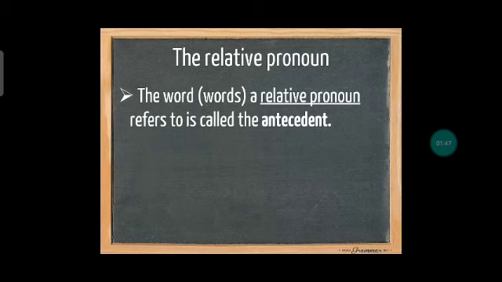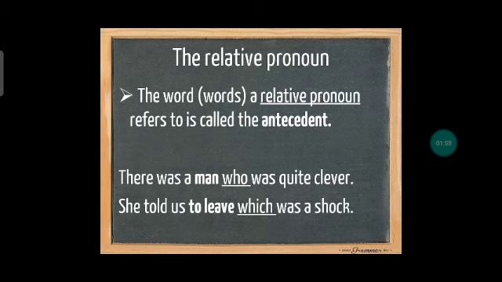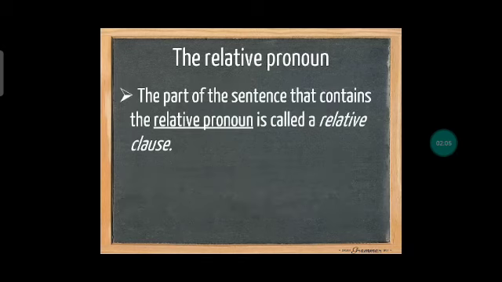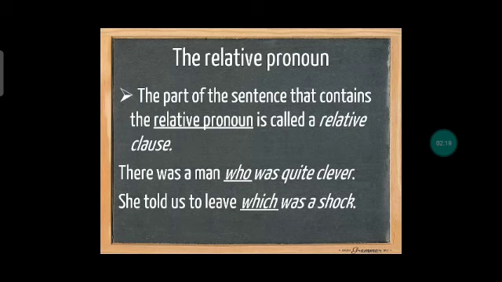The word or the words a relative pronoun refers to is called the antecedent. For example, there was a man who was quite clever. Who refers to a man. A man is the antecedent here. She told us to leave, which was a shock. To leave is the antecedent, which refers to it. The part of the sentence that contains the relative pronoun is called a relative clause. There was a man who was quite clever. Who was quite clever is a relative clause. She told us to leave, which was a shock. Which was a shock is a relative clause.